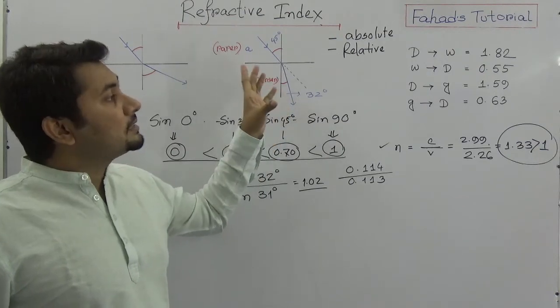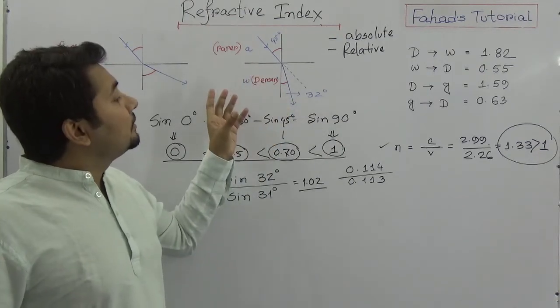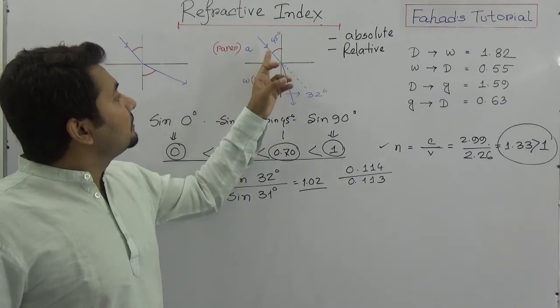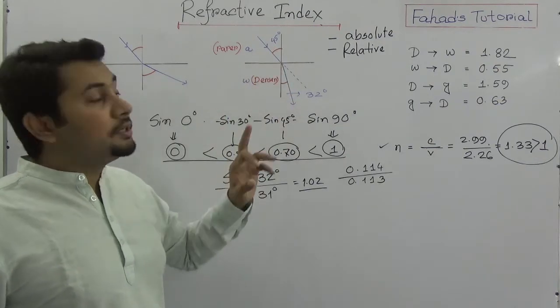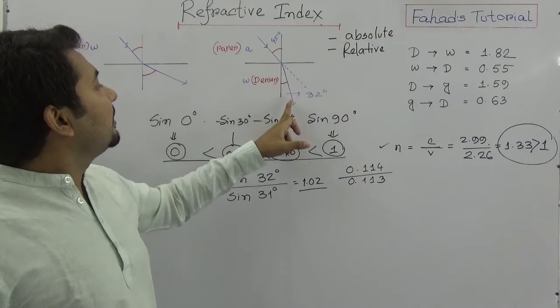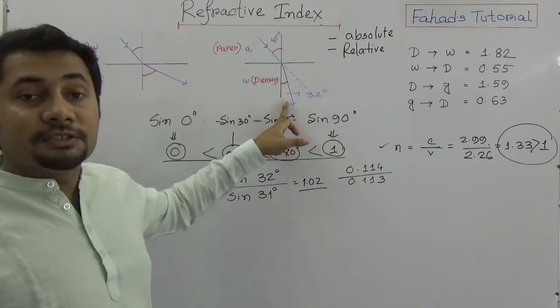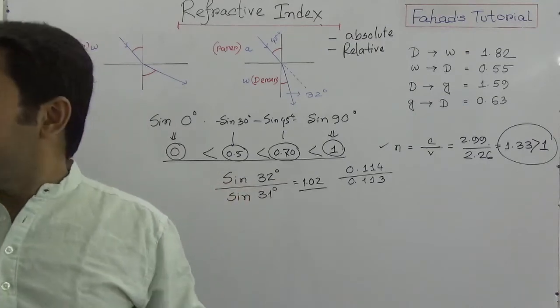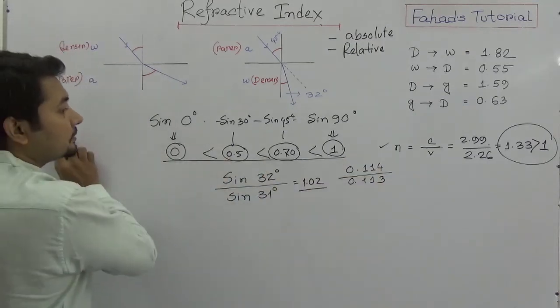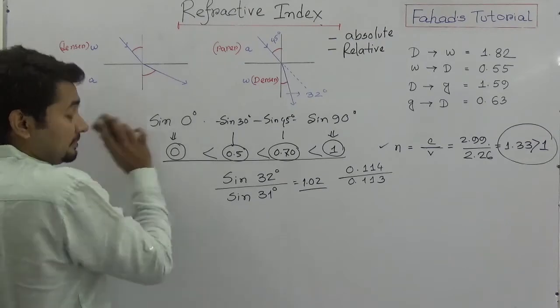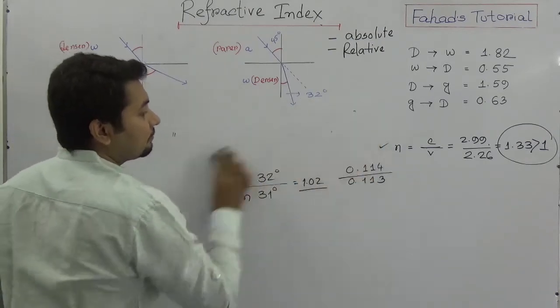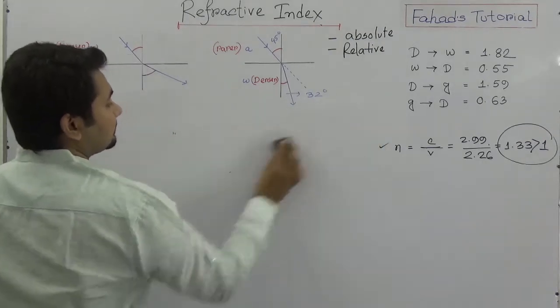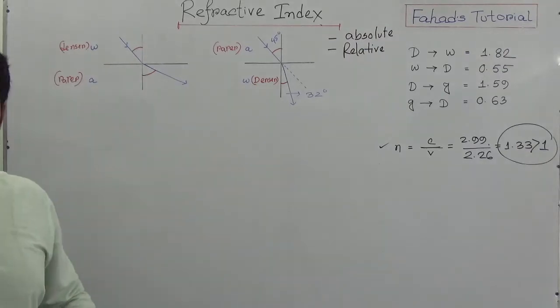So why is it happening? With the refractive index, this is theta 1 and this is theta 2. If you divide sine 45 by sine 32, it will definitely be greater than 1. So what is going on in the case of refractive index when it would be less than 1? It would be less than 1 in this case here.